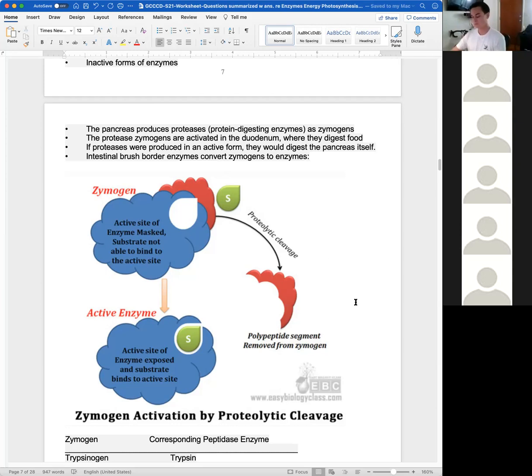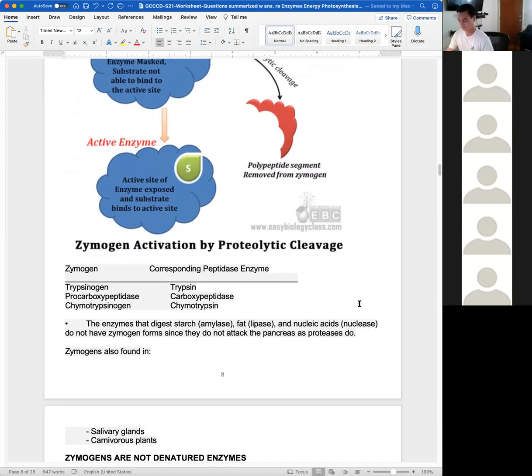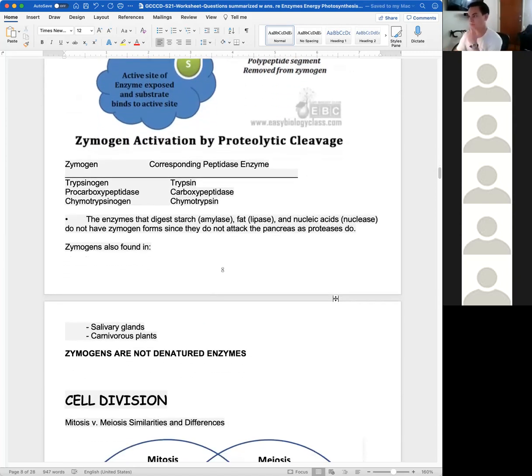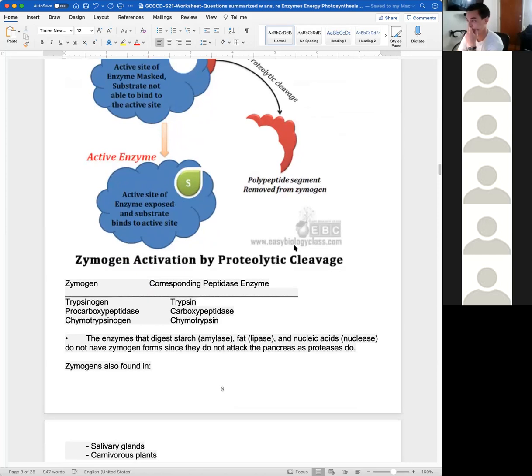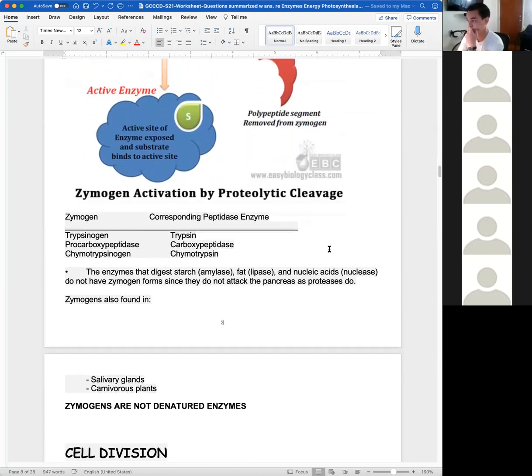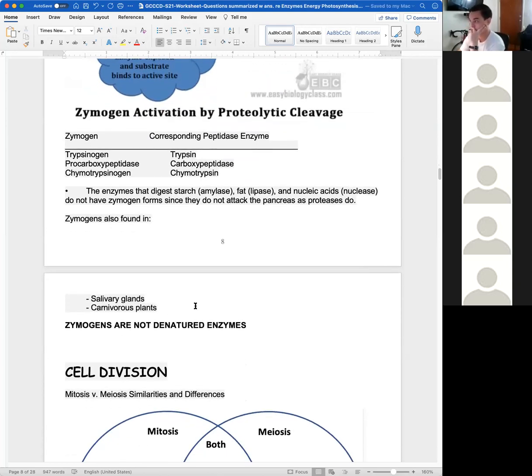Are there other places in the body with zymogens? And it's not clear that there are a lot. Zymogens are found in salivary glands. They're found in saliva. And also they're found in carnivorous plants. Apparently proteases in plants that eat insects are produced as zymogens. But as far as I can tell, zymogens are relatively rare in biological systems. Anybody know anything different from that?